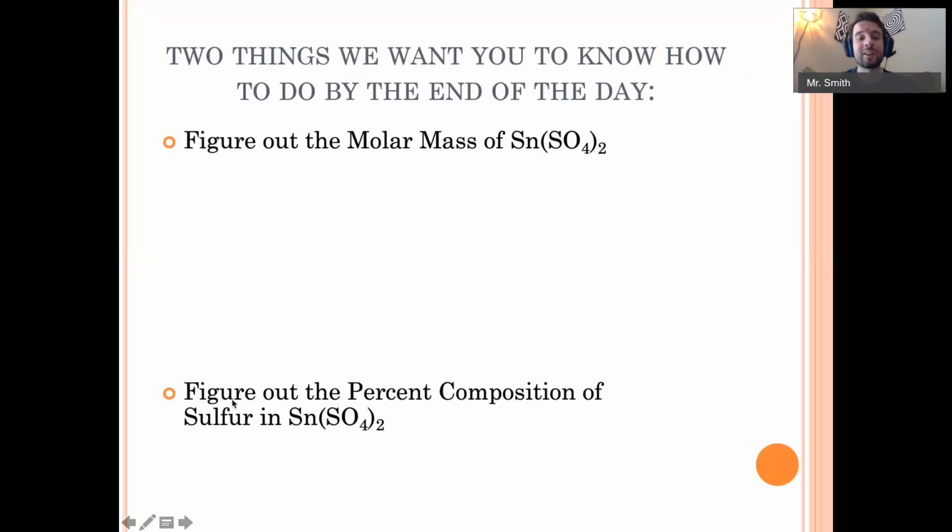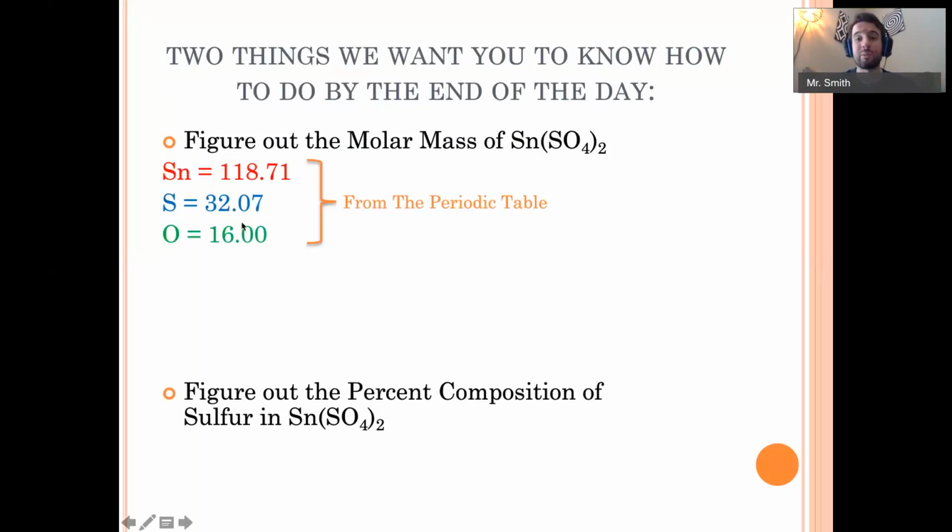And then the second thing is this thing called percent composition. We probably won't get to percent composition today, but we'll start with figuring out the molar mass of a compound. In order to do that, you're going to need to know the molar masses of each individual atom. Again, I'll explain this in more detail, but I just want to show you the steps for now. If you're wondering where I got those numbers from, the answer is the periodic table.